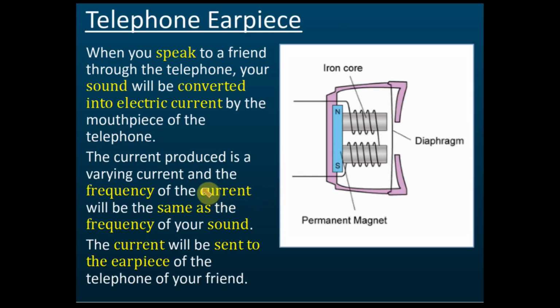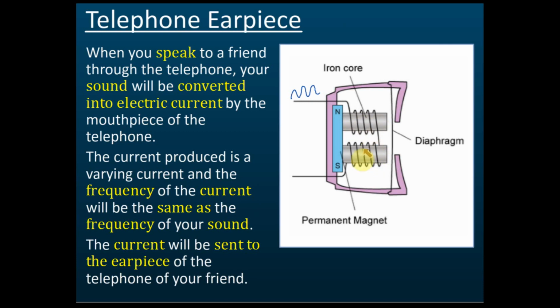Then these currents will flow to your house. Of course the telecom will do its work to send these electric currents from your friend's house to your house. Remember the currents will increase and decrease. The current will flow into this magnet here, and there's a soft iron core here. When the current increases, this becomes a strong magnet. When the current decreases, it becomes a weak magnet. So the magnetic field here will also increase and decrease.